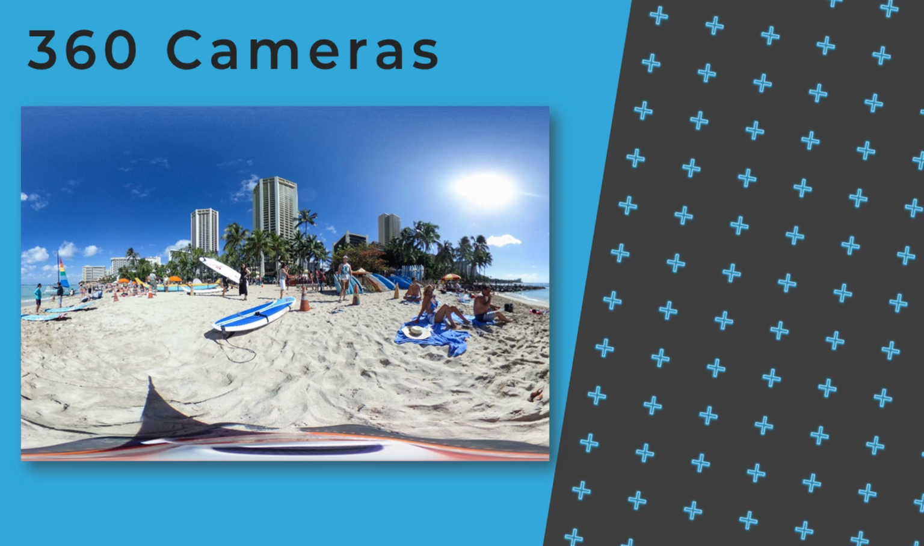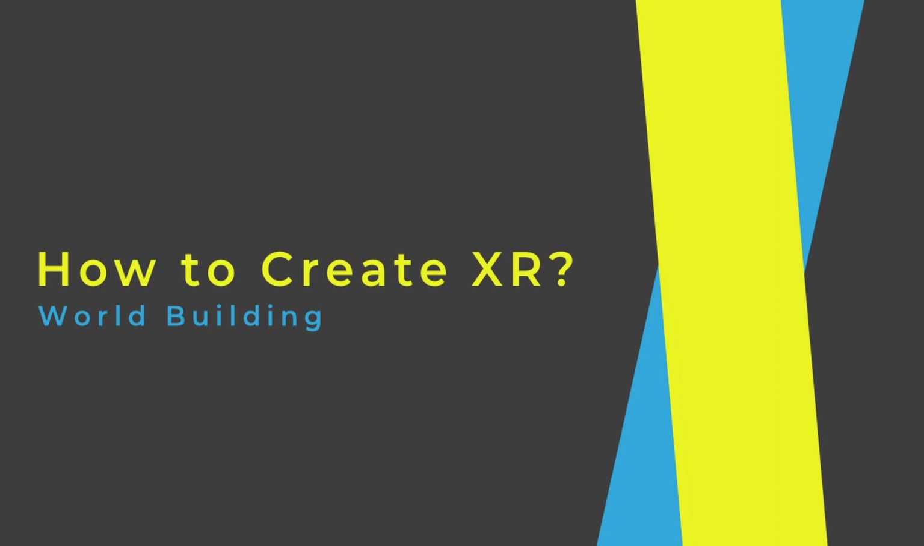A 360 camera, also known as an omnidirectional camera, uses multiple lenses to capture a 360-degree field of view. There are a range of 360 cameras available, from consumer-grade fisheye cameras to professional cameras with many different types of lenses. Now you might be wondering, what do you do once you have those models?